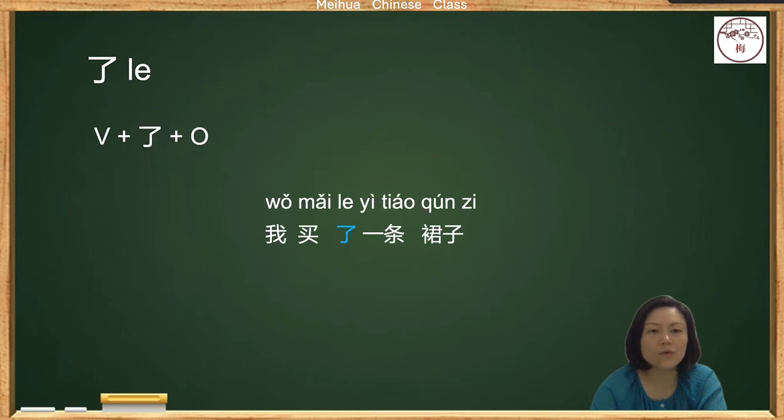For example, in a statement sentence, we add 了 between the verb and the object. 我买了一条裙子。我买了一条裙子。买裙子 is verb and object. 一条裙子, this is number and measure word. 买 is verb. Object is 一条裙子. Okay, between them we should add 了 to indicate that this is something that happened in the past and it's already finished. I bought a skirt.